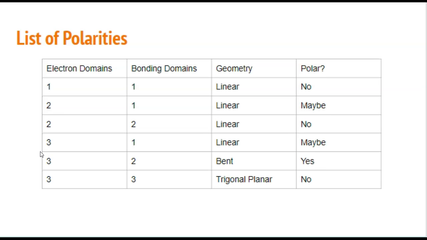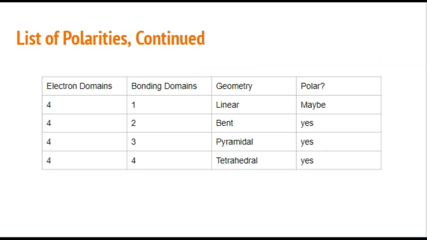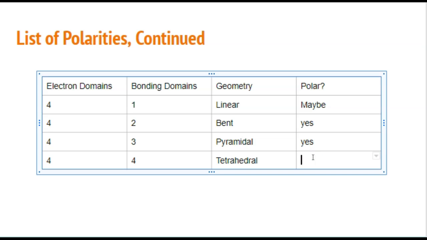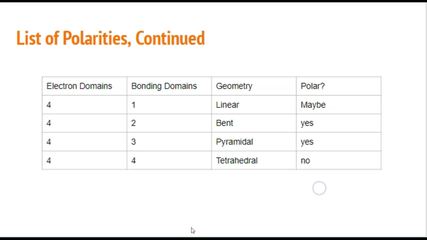This is what you have when you have 1, 2, or 3 electron domains. And now this is what you have when you have the 4 electron domains. Okay, keep in mind there that the linear guy is maybe polar. We'll talk about that again in a minute. Okay, so 2 bonding, 3 bonding, 4 bonding domains. You can see that. Oh, I made a mistake, made a typo. Okay, so there's that.